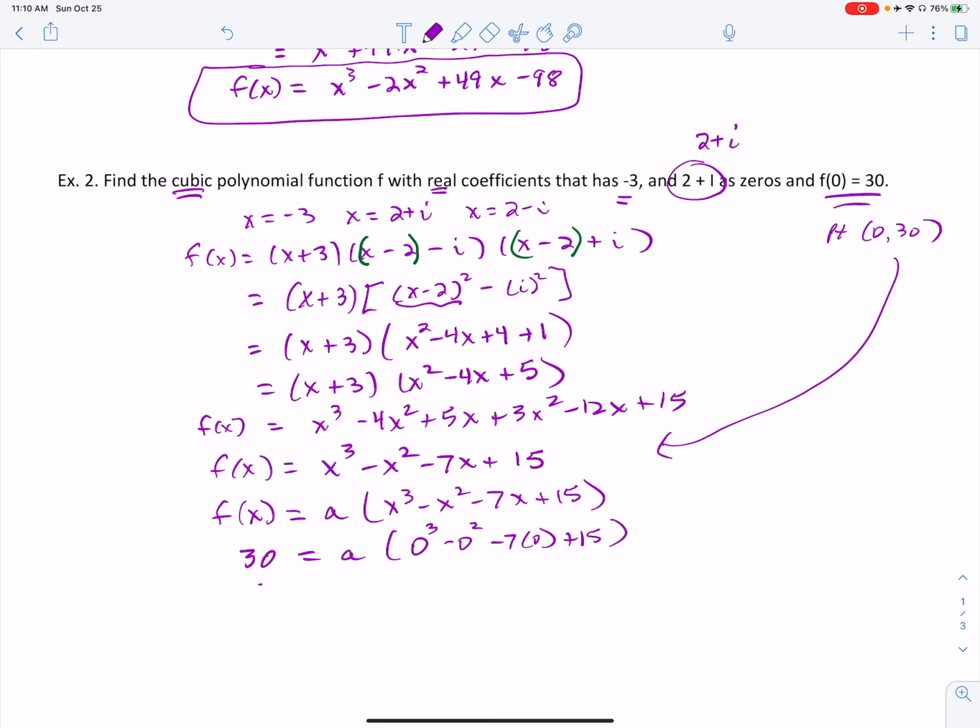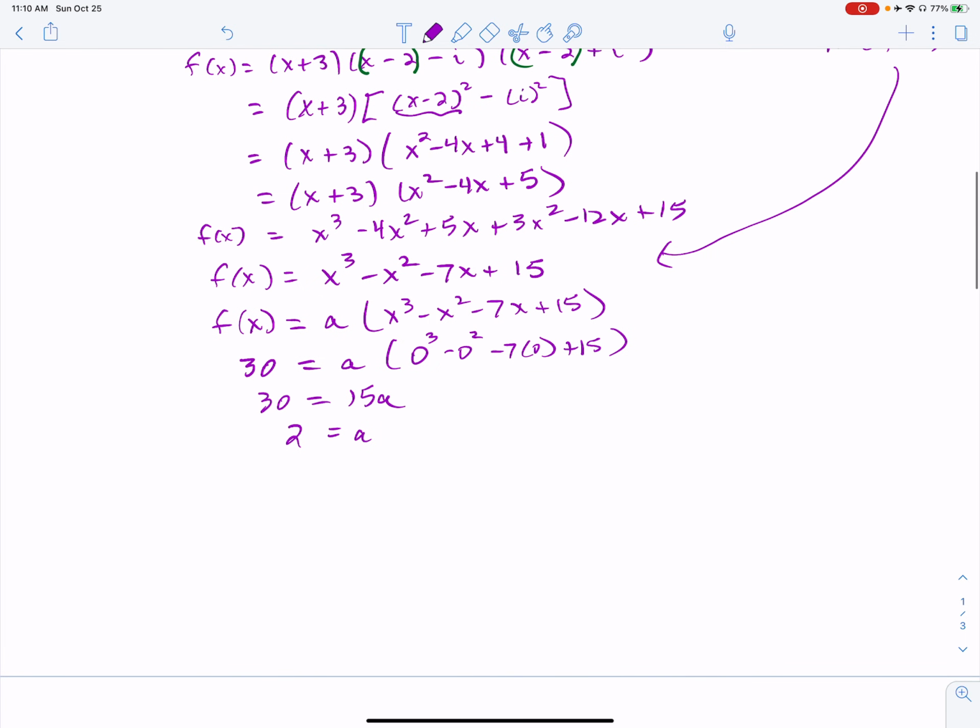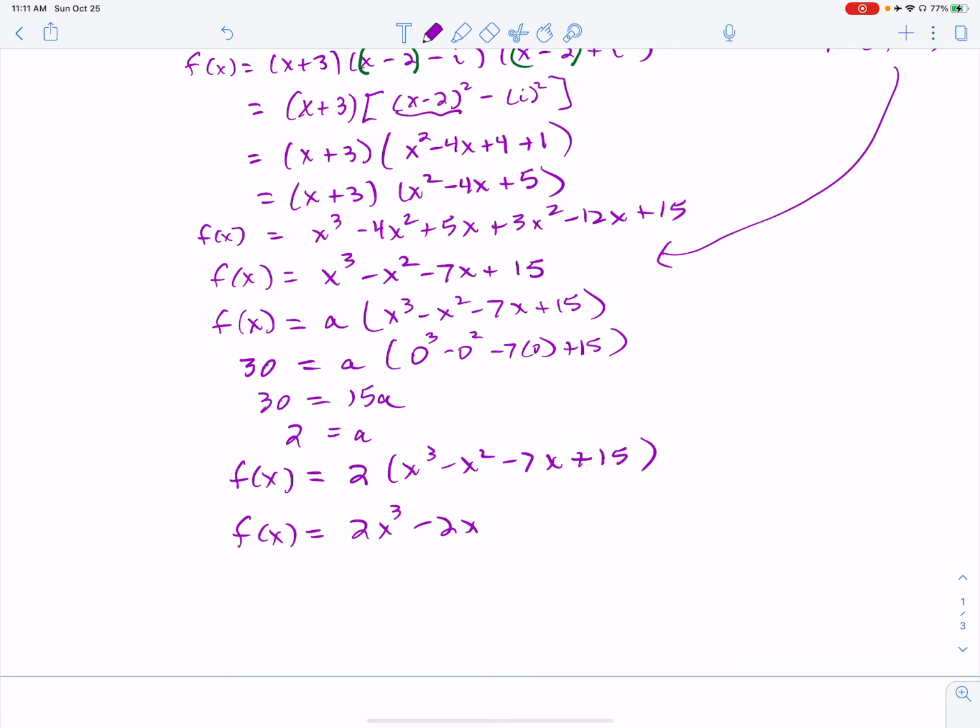Well, that kind of works out nice because that ends up just being 15 times a. If I divide by 15, a is 2. So that means I need to plug that back in. So my f of x is actually 2 times the quantity. This is an important piece to remember. And so my final answer, so that it will go through the point 0, 30, is this.